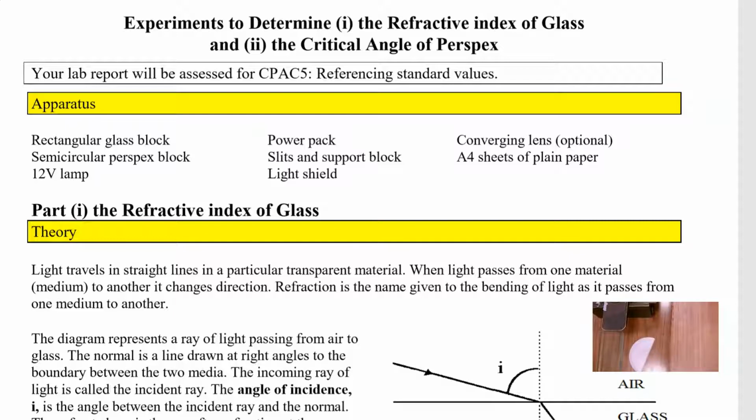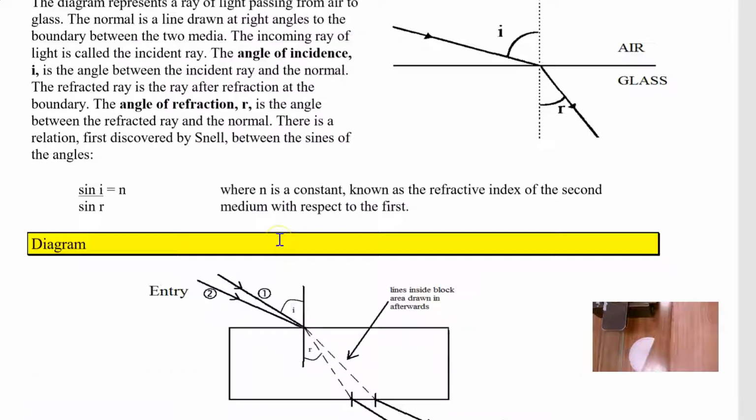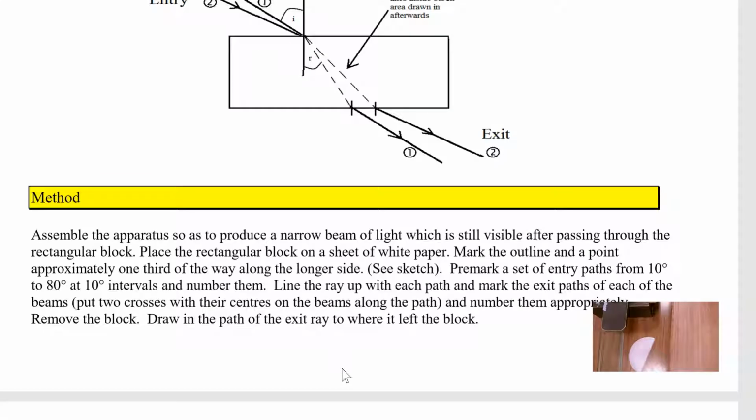effectively what you're going to do is measure angles of incidence, so light beams coming into a glass block. Because we can't directly measure these angles of refraction within the glass block, we're going to find the points where it exits the glass block and then we'll be able to join the dots. This is the method that I'm now going to take you through.